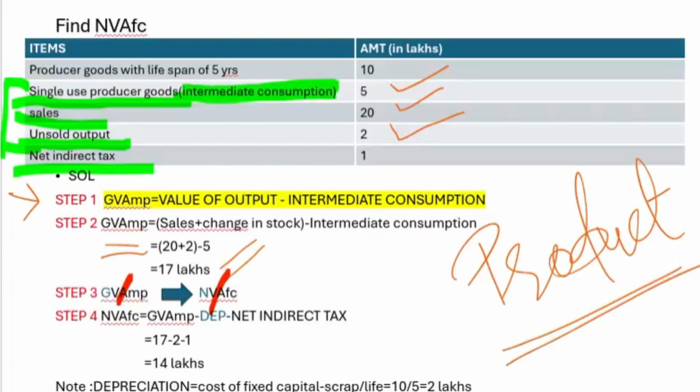Next step is conversion. We got the resultant of the golden formula, that is GVA-MP, and the required one, that is NVA-FC. So value added is common.